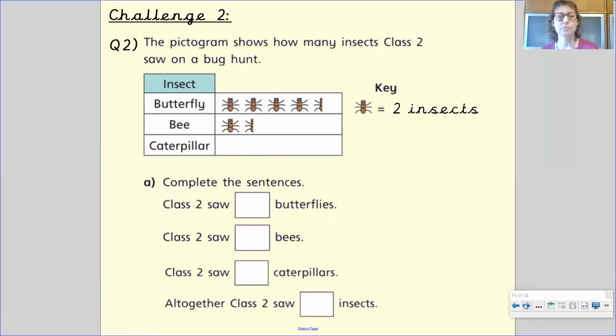Challenge 2. The pictogram shows how many insects class 2 saw on a bug hunt. So you've got to count how many butterflies. And again, remember to look at the key. Key is always really important. So look at the key. How many butterflies are there? How many bees are there? How many caterpillars are there? And then how many insects altogether? So you can do that by adding up those three, or you can do it by counting on the chart.